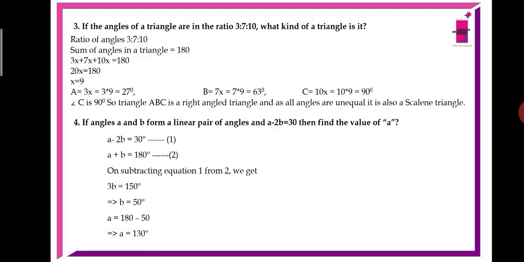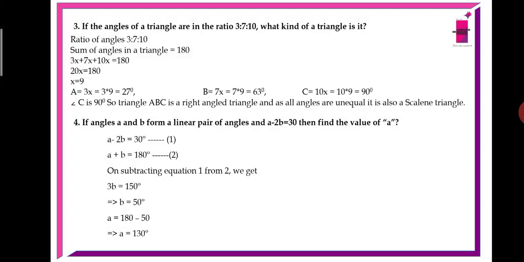If one of the angles is 90, we can say that it is a right angle triangle. So here angle C is 90 degrees. So triangle ABC is a right angle triangle, and all angles are unequal. It is also a scalene triangle. So it is a right angle scalene triangle.